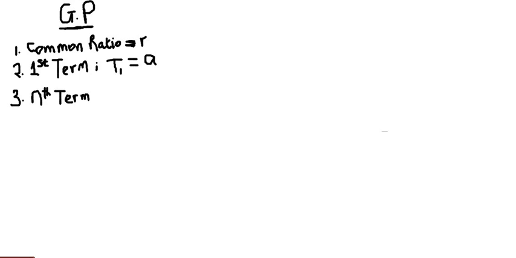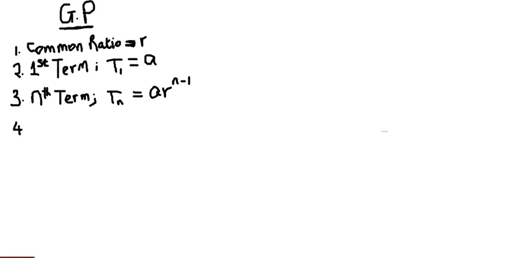So the nth term, which may be designated as Tn, is given the formula A times R, which is raised to power n minus 1. The common ratio is raised to the power n minus 1.